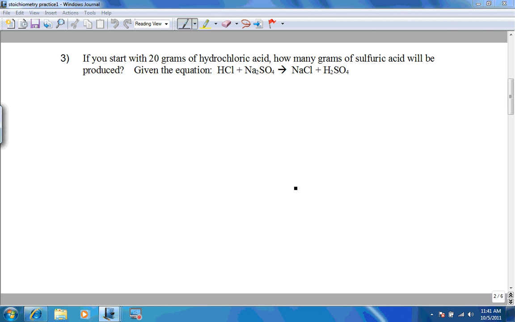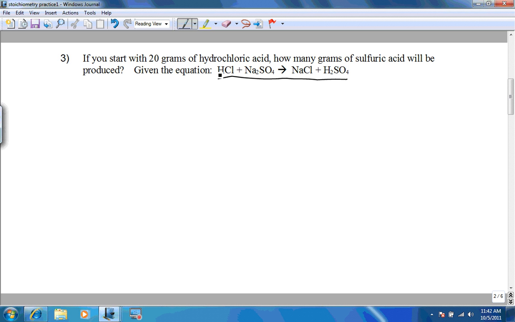Okay, in this video for the stoichiometry practice problems, we are going to be doing 3, 4, and 5. So, notice if you start with 20 grams of hydrochloric acid, how many grams of sulfuric acid will be produced? First thing before you start anything for this one, notice that this is not balanced.